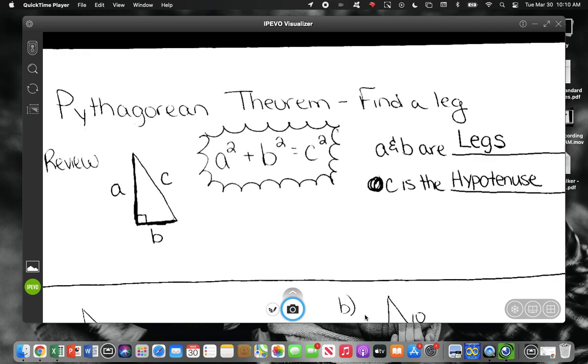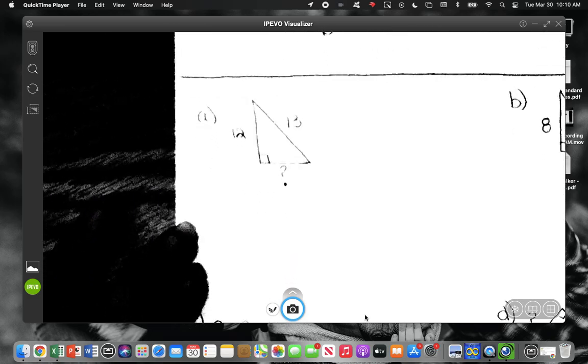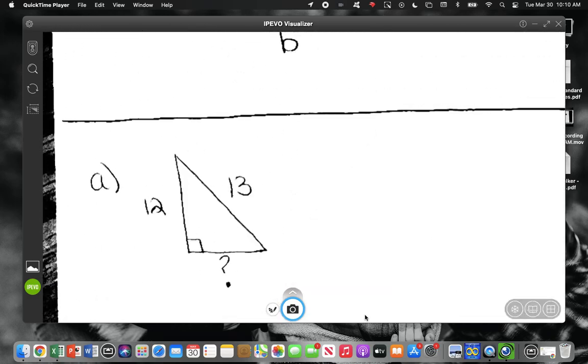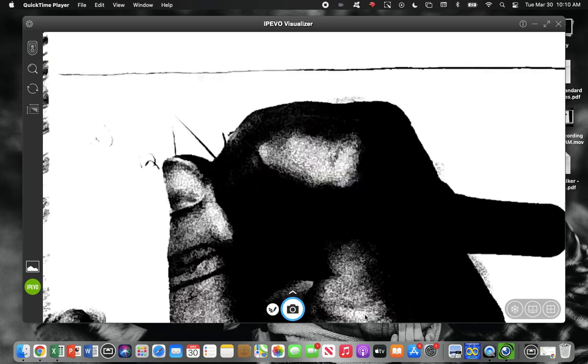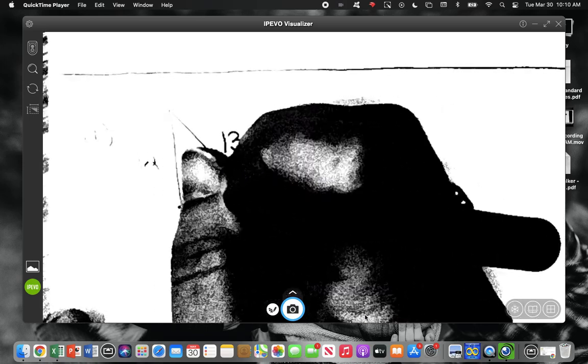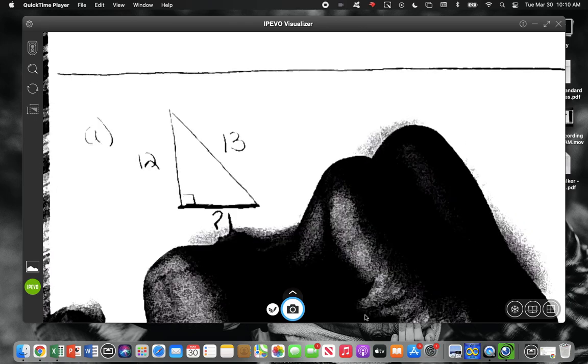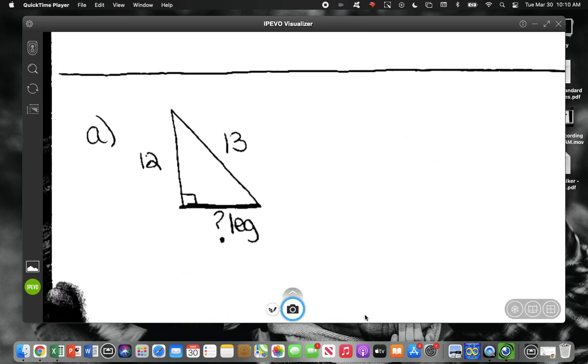All right, so our examples today are going to look really similar to what we did yesterday. You are going to see a right triangle, and you are going to be given two of the three sides. But if we look today, the missing side, is this a leg or is this a hypotenuse? All right, so this is a leg because it's part of the L. It's part of that right angle. So on this one, we have to find a leg length instead of a hypotenuse.